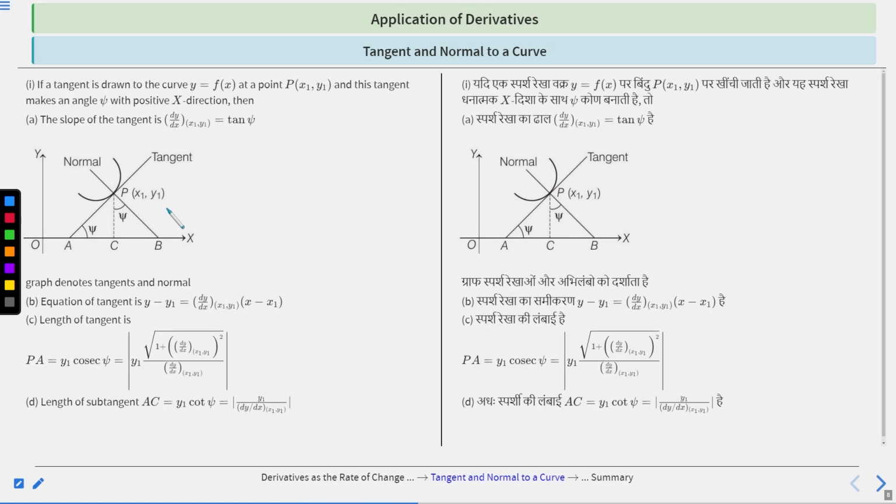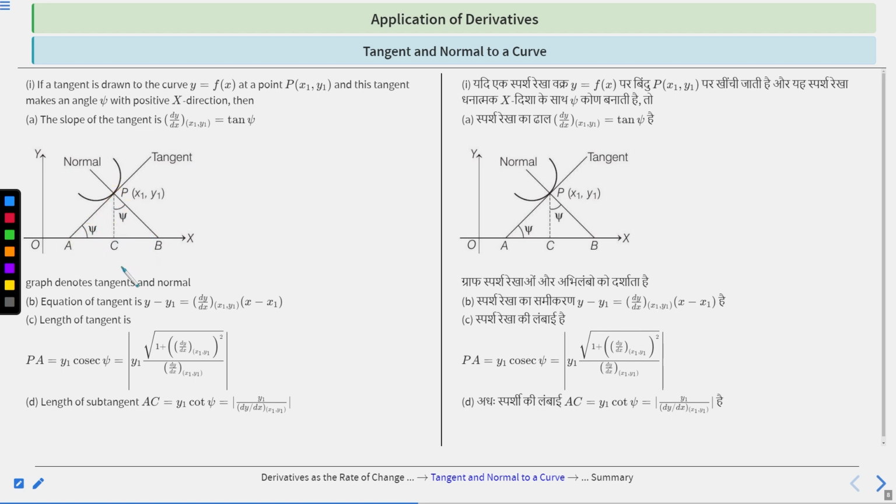Next is tangent and normal to a curve. So let's see. Suppose we have a curve y equal to f(x). If a tangent is drawn to the curve y equal to f(x), see, this is the tangent that has been drawn to this curve, at the point P which is (x1, y1), and this tangent makes an angle psi with the positive direction of the x-axis, right? Then the slope of the tangent is dy/dx at (x1, y1), which is equal to tan psi, right? Slope of tangent is tan psi.